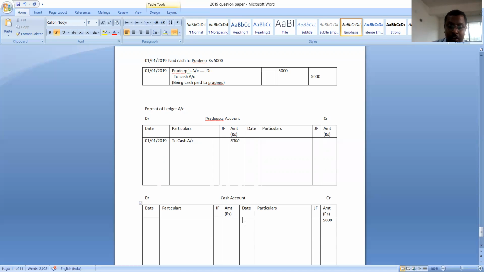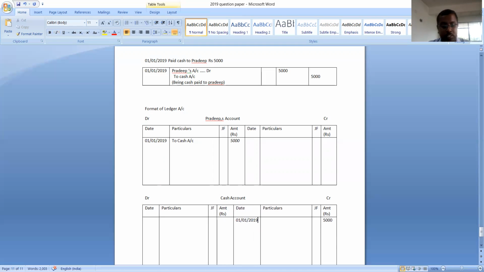Yes, it is here. Write the date of the transaction on the credit side, because here cash account is credited. So move towards the credit side of cash account. In the date column, write the date of the transaction, and in particulars column, you should write the name of the account that is debited.